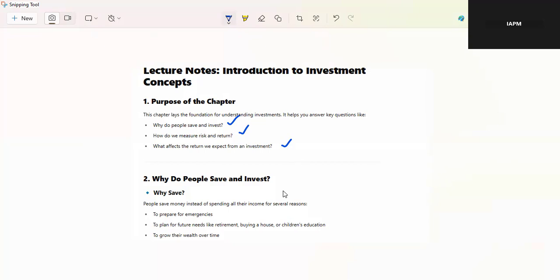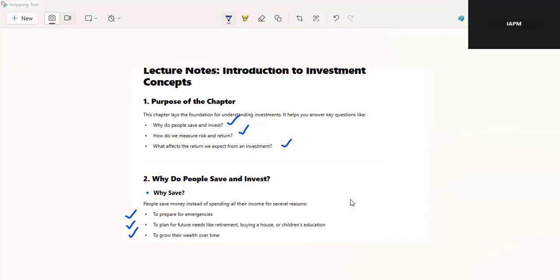So first question is, why do people save and invest? Simple. People will save money instead of spending their income for several reasons. Number one, they'll save to prepare for emergencies. They'll save money to plan for future needs like retirement, buying a house, or children's education. They'll save money to grow their wealth. These are the most logical things that people do.